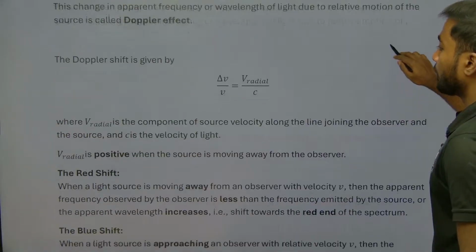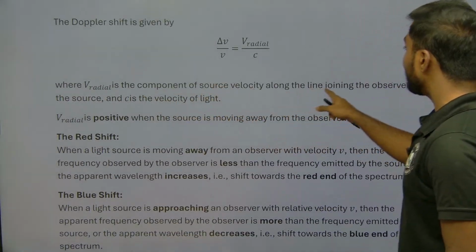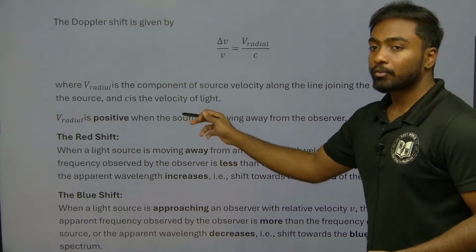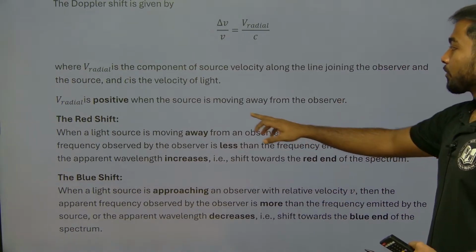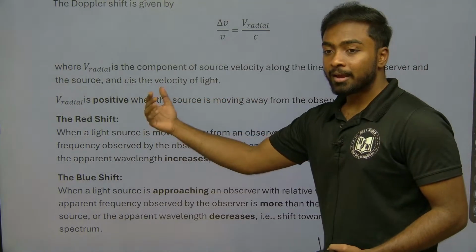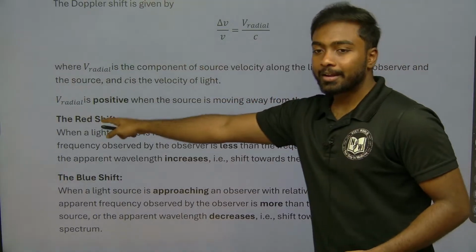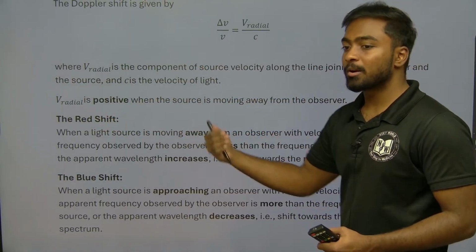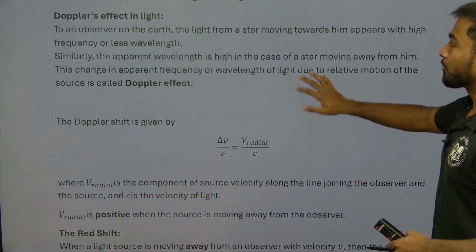Here v radial is the component of the source velocity along the line joining the observer and the source, and c is the speed of light. v radial is positive when the source is moving away from the observer, and negative when it is towards the observer. So away means positive, and towards means negative. This is the first part.